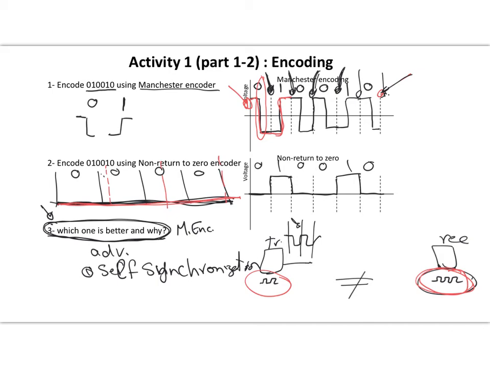So what else? Manchester encoding also has, because of this change and because of the fact that the difference between the positive voltage and the negative voltage is big, another advantage, which is noise resistance. Noise resistance.